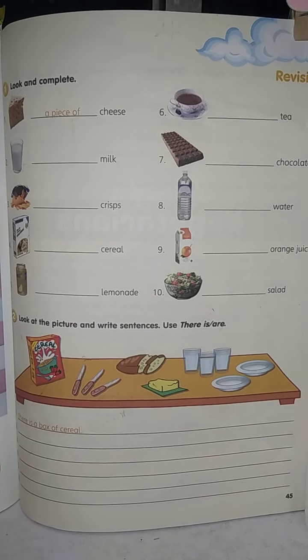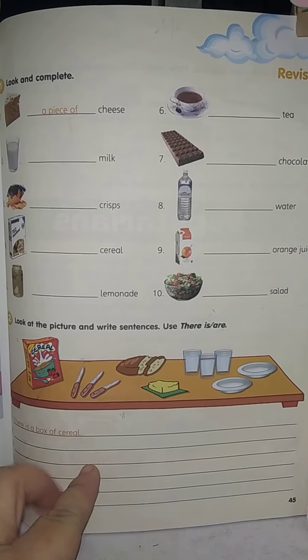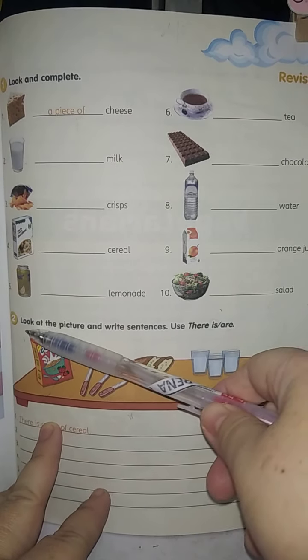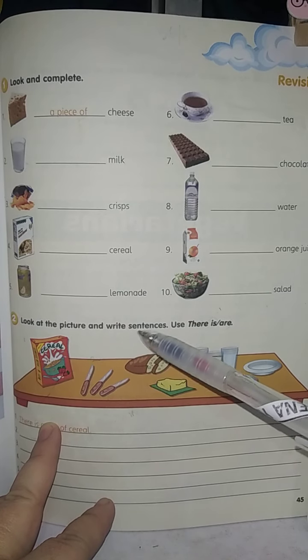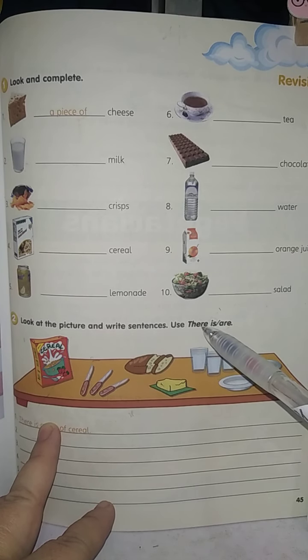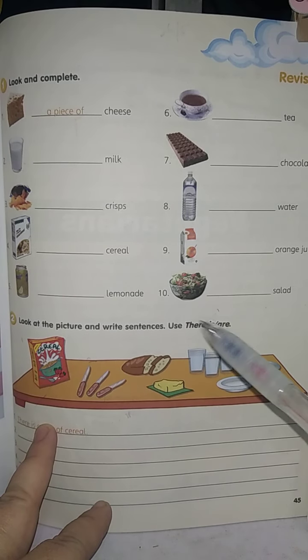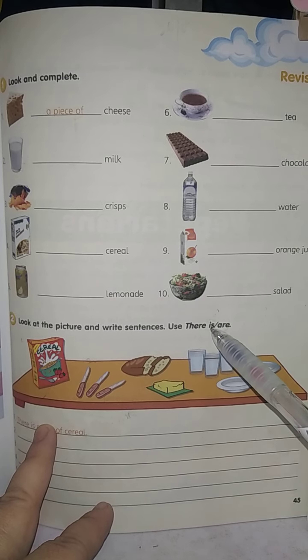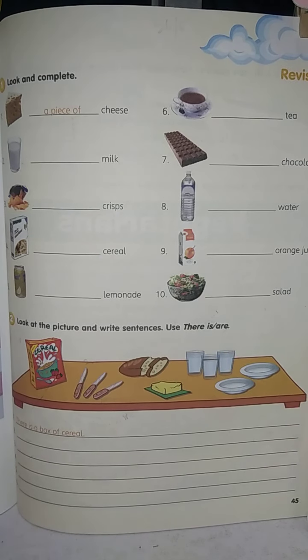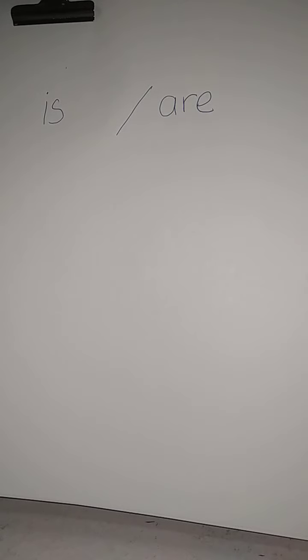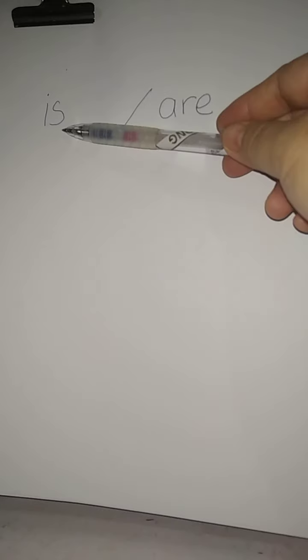Now look at activity 2. In activity 2, you need to look at the picture and write sentences. Use there is or there are. Let's revise. What is the usage of is and are? Look at this side. Let's do some revision here. Is and are.